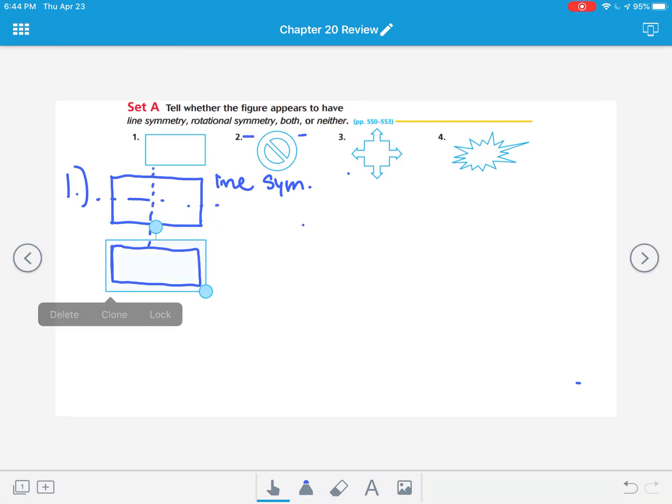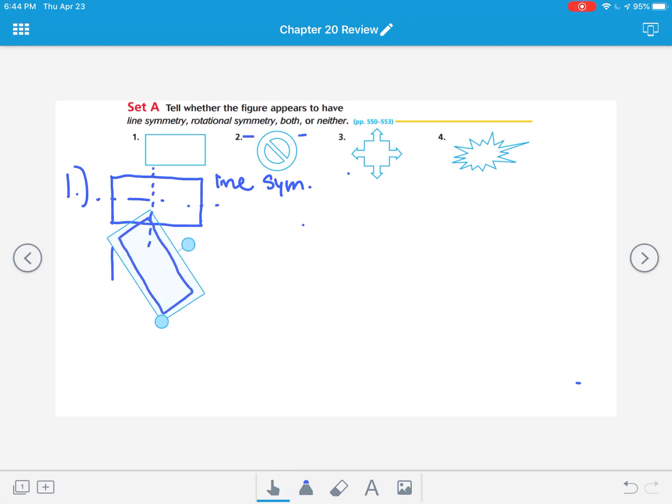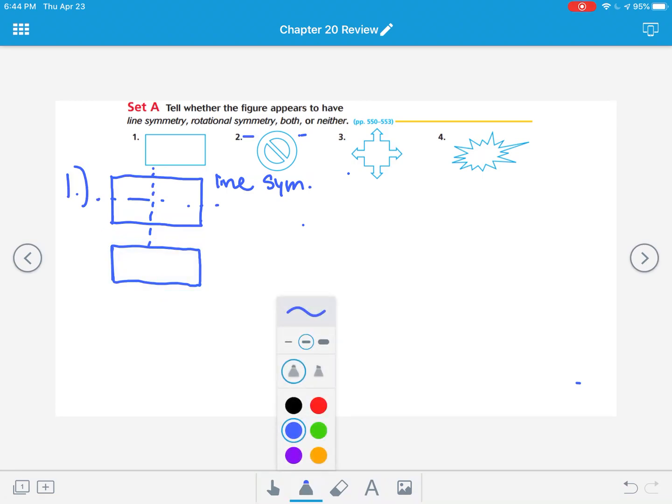If I take this rectangle and I turn it around, I need to see if it will look the same as a normal rectangle. So let's try a quarter turn. Nope. A quarter turn, it looks longer than it was before. If I rotate it around 180 degrees or a half turn, it looks back to normal. So yes, this does have rotational symmetry. So I can write rotational symmetry as well.